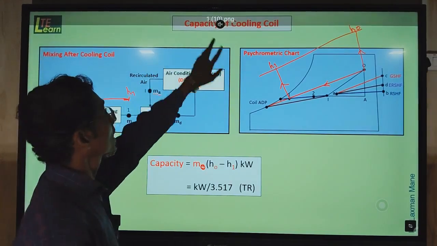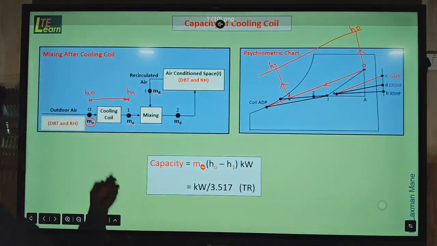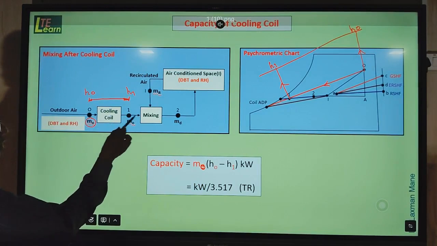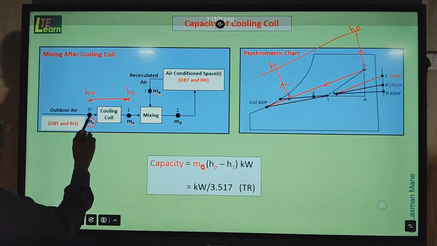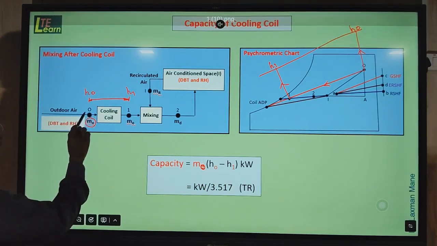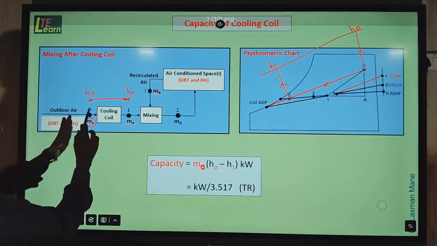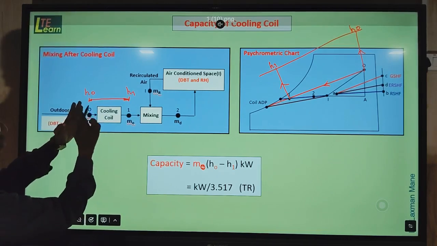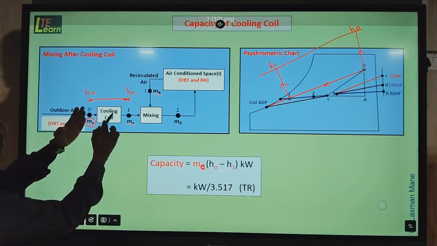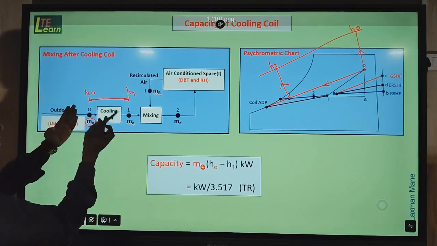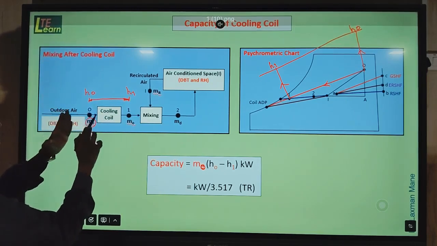Now the next step is the capacity of the cooling coil. The cooling coil is situated here before mixing. Across the cooling coil, this is point O, the outside air. This is point 1, after the cooling coil. During the cooling process, the enthalpy of air absorbed by the refrigerant is called the cooling coil capacity.